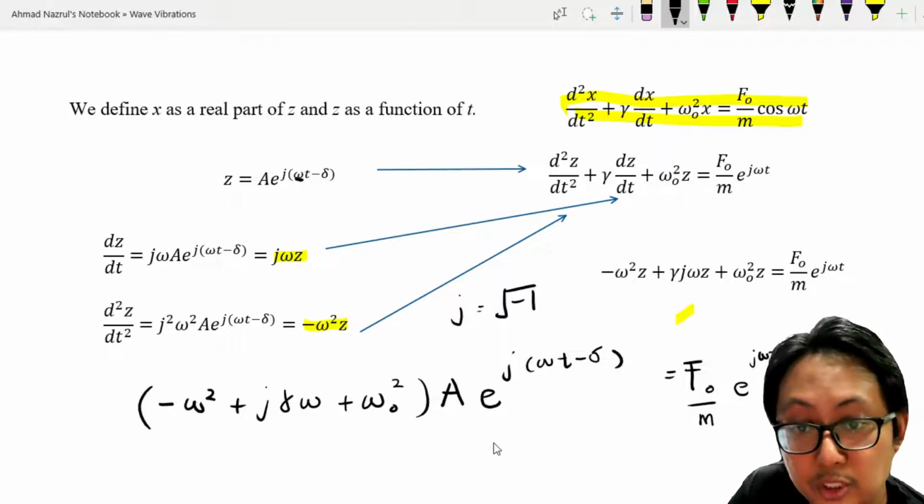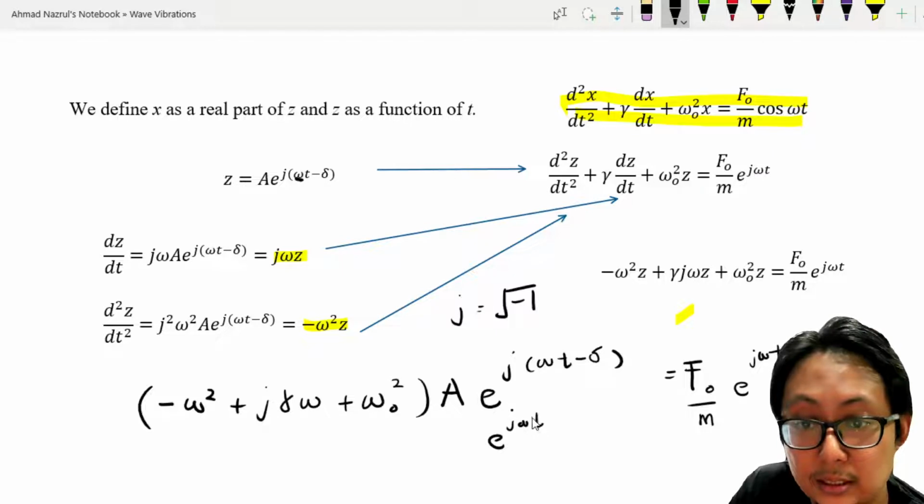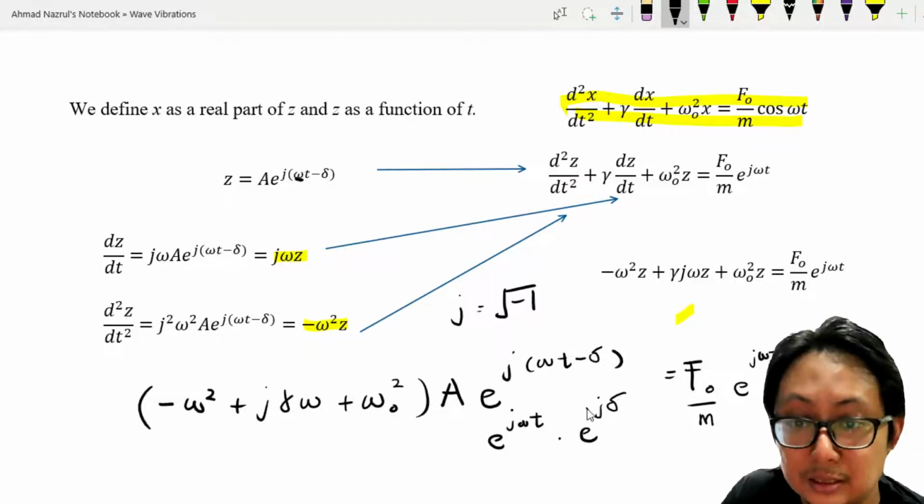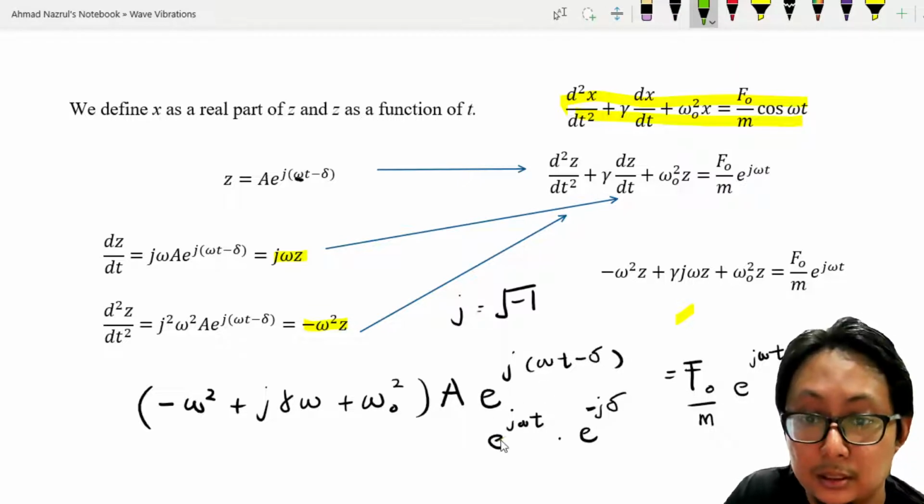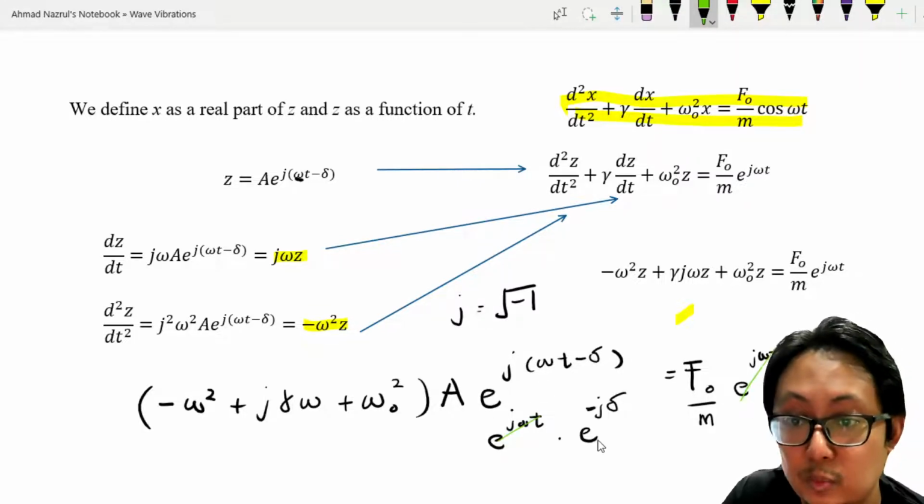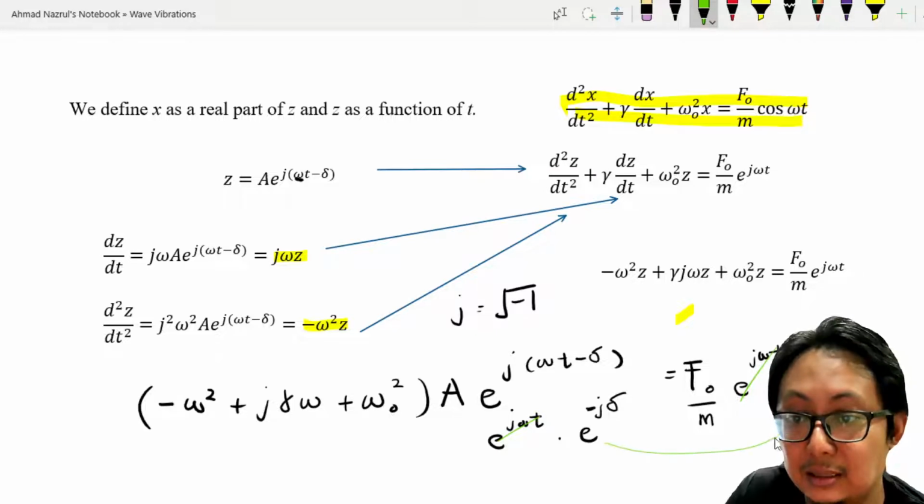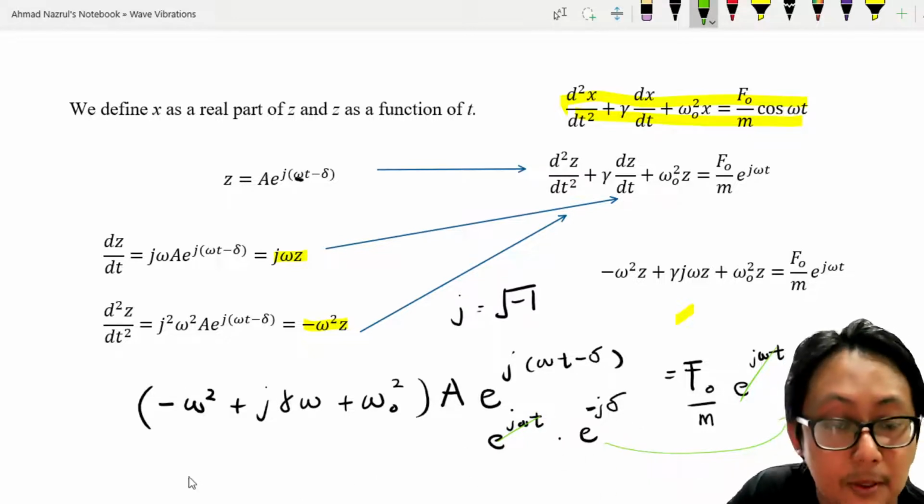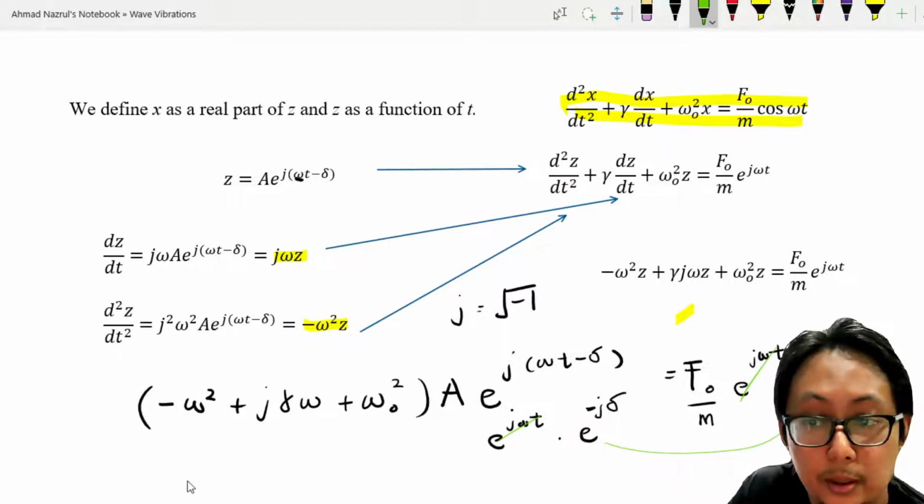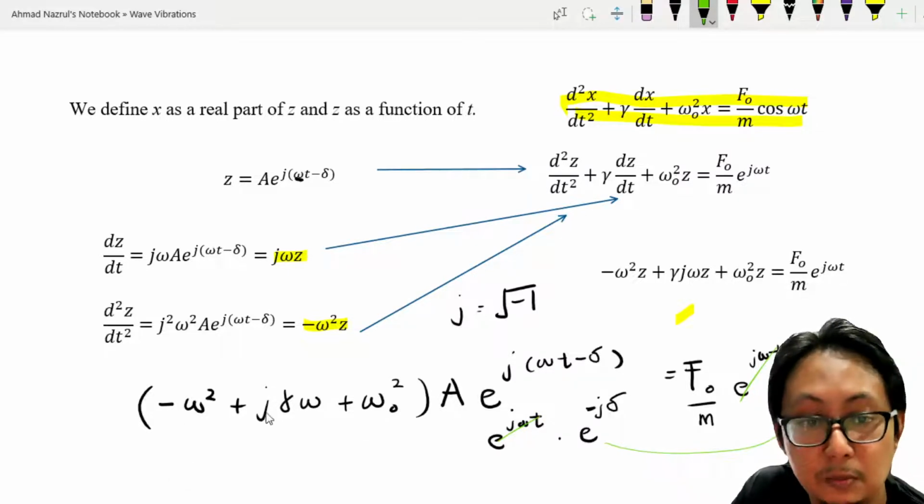So we know that exponential j omega t is equal to exponential j omega t times exponential j delta. We can cancel this j omega t with the j omega t, and we bring exponential minus j delta to here. So we have exponential j delta, because of the negative here. And finally, we can have this equation.